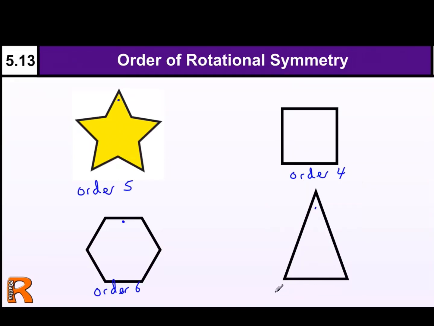If it fits once, it has order 1, then we say it has no rotational symmetry. Okay, so if it's order 1, it has no rotational symmetry. We don't put order 1, we just say it's no symmetry. Let's try and spell that right. So no rotational symmetry. Okay, so there we go. Rotational symmetry.